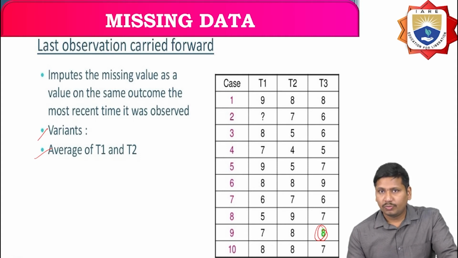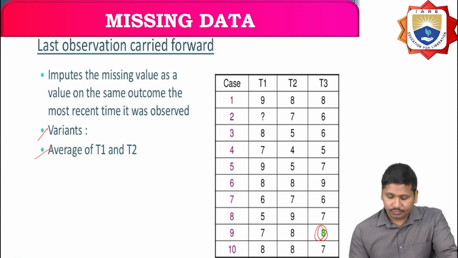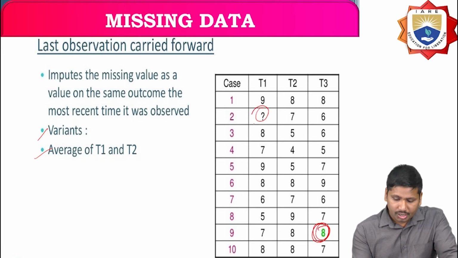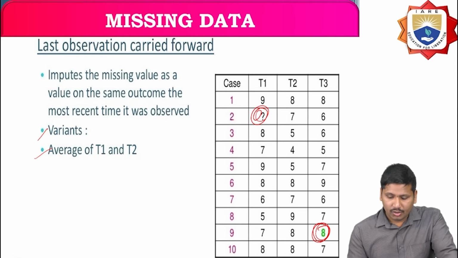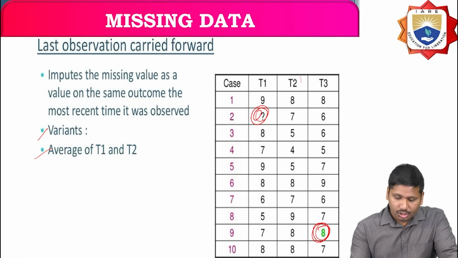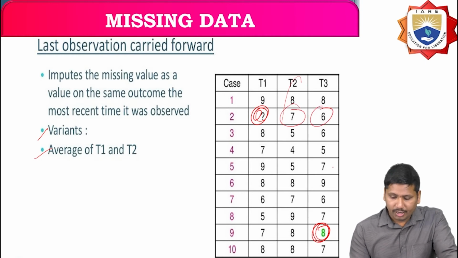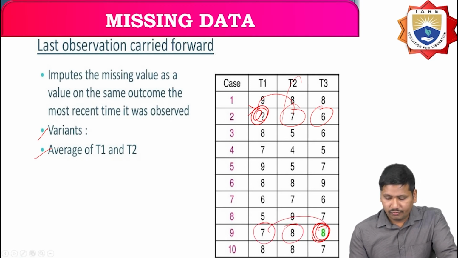So that one is not going to be filled in. I can fill with the variance, or I can fill with the average. I have to take it from the previous two columns and fill the missing value. Suppose here I'm getting the missing data in T3, and similarly I'm getting missing data in T1. So what I have to do is take the average of T2 and T3, and that is going to be filled here. Similarly I have to take the average of T1 and T2, and that average is going to be filled in the missing value. So that should be the last observation carried forward.